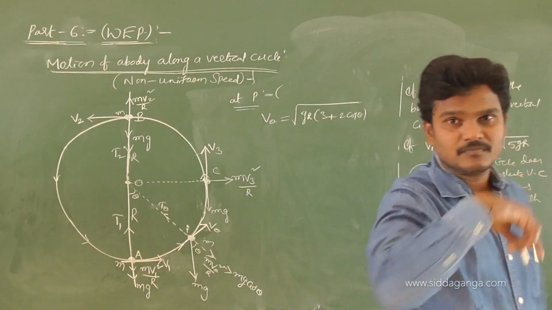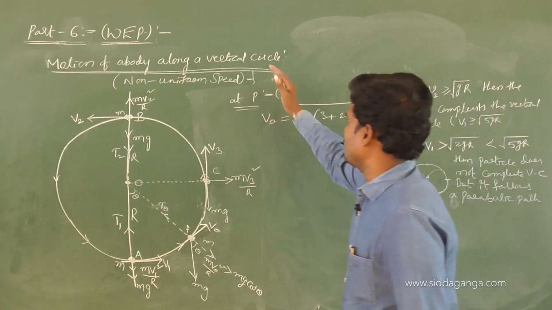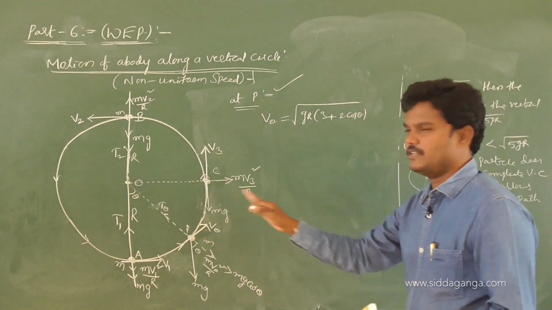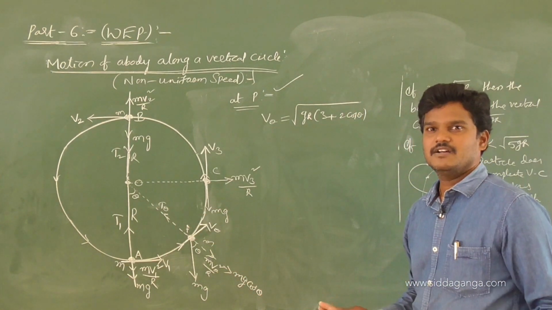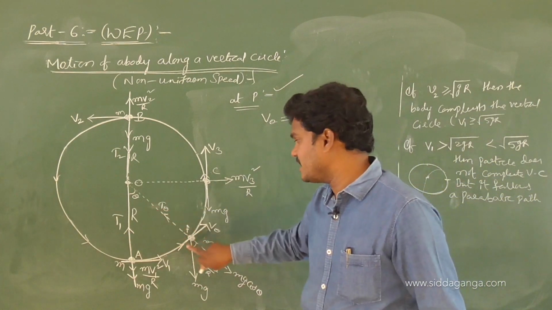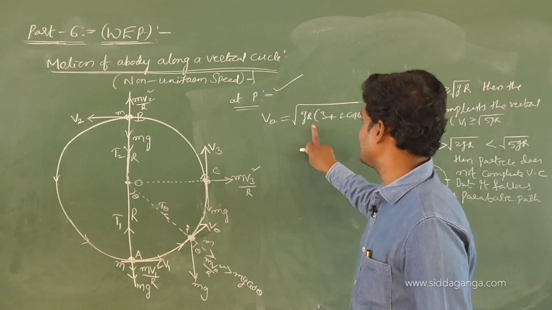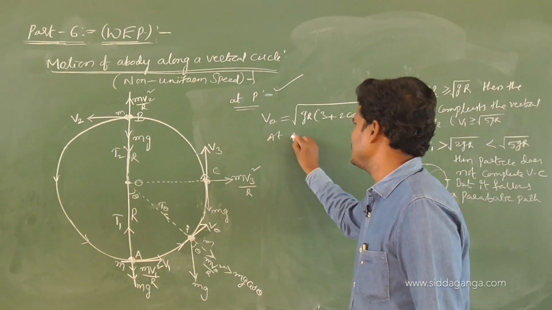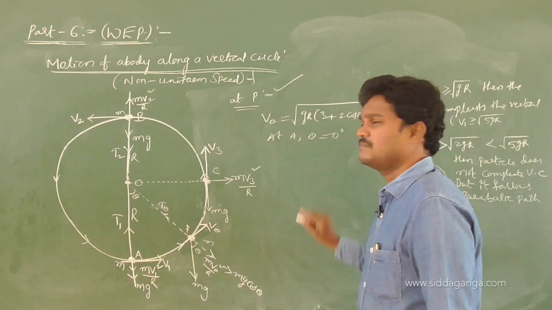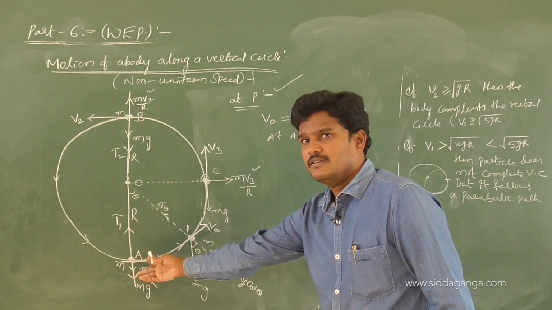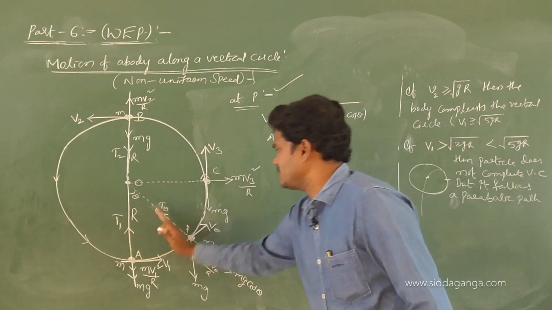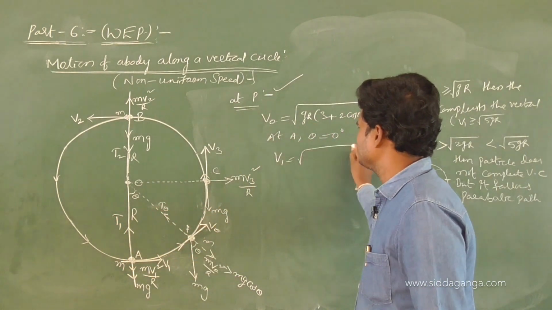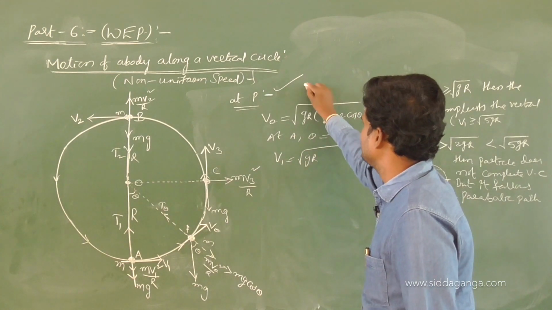But I am writing a shortcut formula. So after solving, you will get this formula. Only the formula I am writing. Up to V1, V2, V3 the derivations are clear. Everything is clear. Now I am writing. If it is making some angle theta, then V theta is root of gr into 3 plus 2 cos theta. Let us check at A. At A, what is theta? 0. At A, theta is 0. Theta 0 means substitute here, V1 equals root of gr.